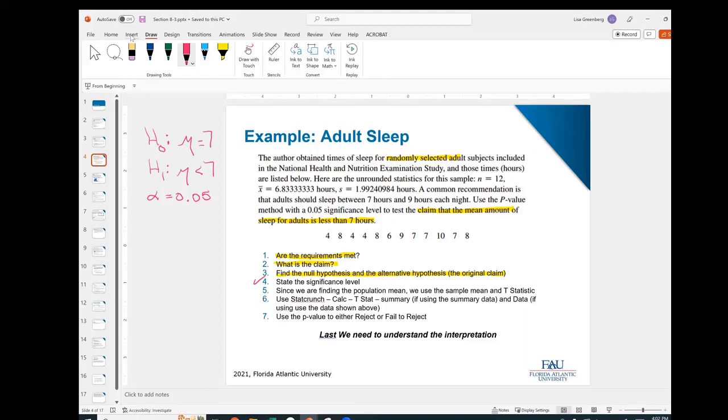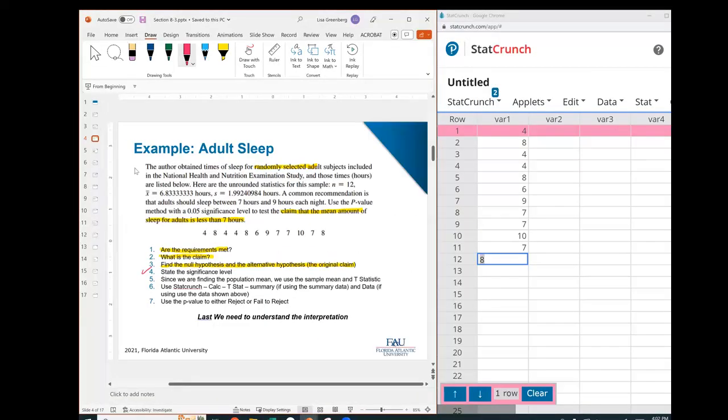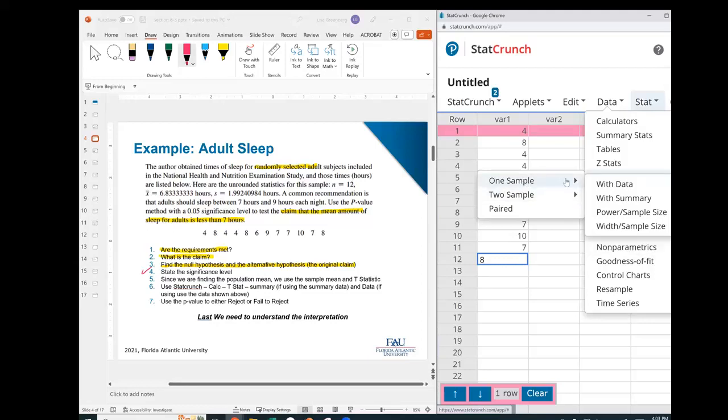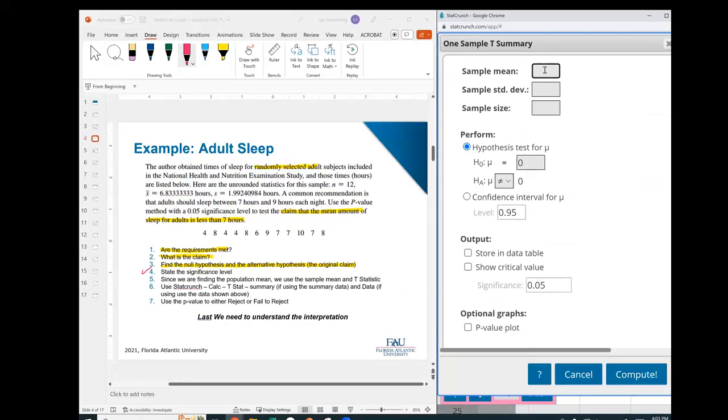Let's go back to our StatCrunch. And we're going to go to Stat, T-Stat, One Sample, With Summary, because all my summary is right there. I know my sample mean is 6.8. Sample standard deviation is 1.99240984, and my sample size is 12.